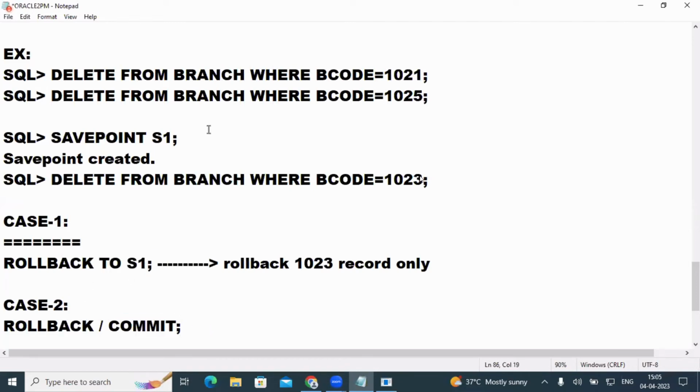Now, in this example, in my S1 savepoint, how many rows did I keep here? Only one. But suppose you want to keep multiple rows. Can I do that with the help of your savepoint? Yes, of course, you can do that also. You can apply savepoint and rollback both.